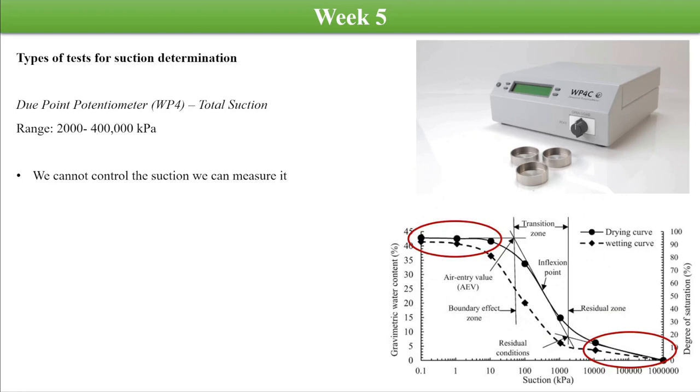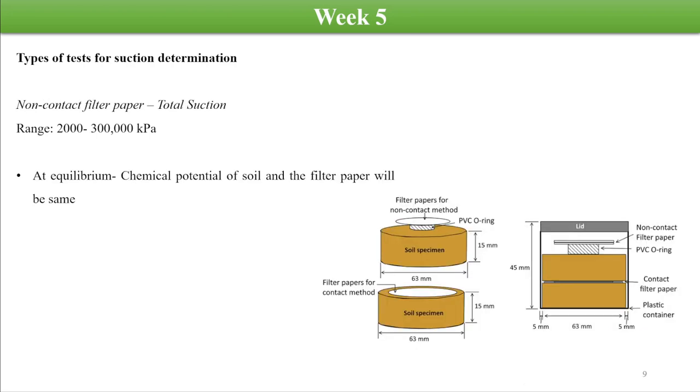But when we come to a point where we want to measure the matrix suction at a much higher level, like in clays, we go to other techniques like the dew point potentiometer technique, which can measure from 2000 to 400,000 kPa matrix suction. Then there are non-contact filter paper techniques, in which we have a soil specimen and a filter paper which is not in contact with the soil. This technique works on the principle that at equilibrium the chemical potential of the soil and the filter paper will be the same.